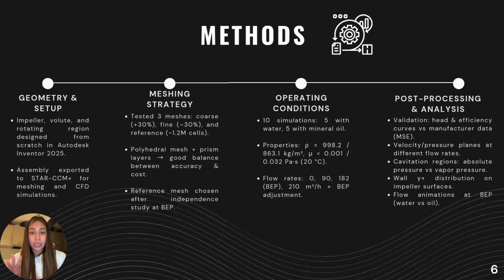We tested three mesh configurations: coarse, fine, and a reference mesh of about 1 million cells using polyhedral elements with prism layers to ensure a good balance between accuracy and computational cost. The reference mesh was selected after a mesh independence study at the best efficiency point. In total, 10 simulations were performed, 5 with water and 5 with mineral oil, at different flow rates, including shut-off, intermediate, best efficiency point, and free delivery.